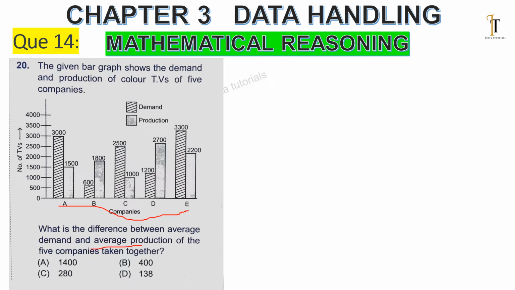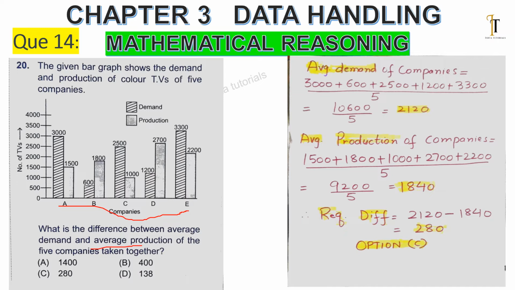Means you need to find the two averages. Average demand of the companies, again total observations upon number of observations, we got 2120, and average production of companies, means again adding and dividing by the number of observations, we got 1840. We need to find the difference, so you need to subtract, we got 280. Now let's check the option, that is option C.